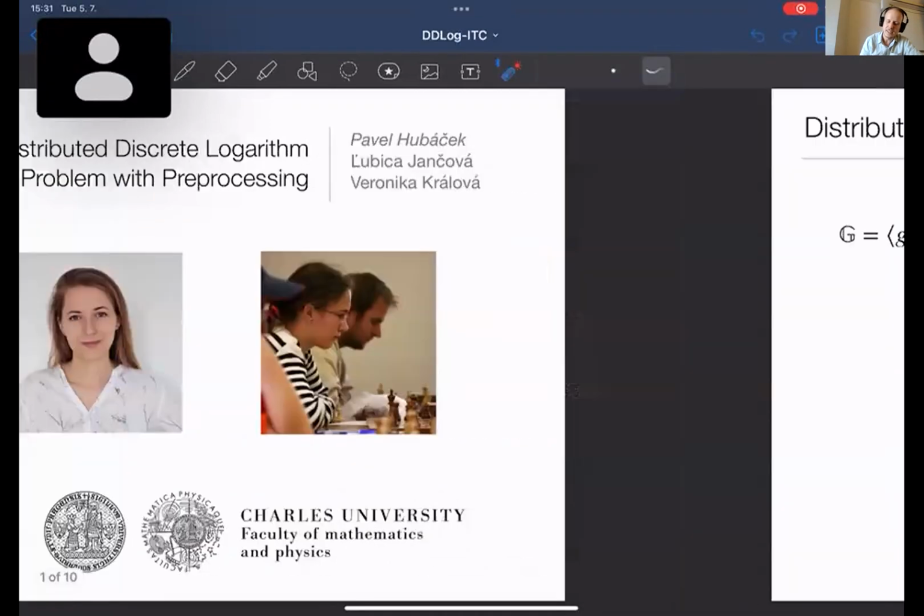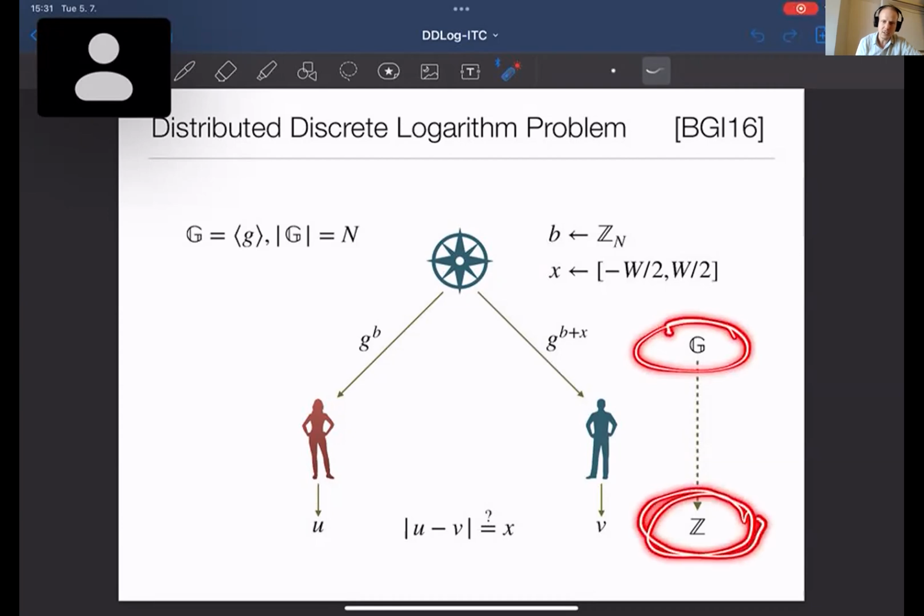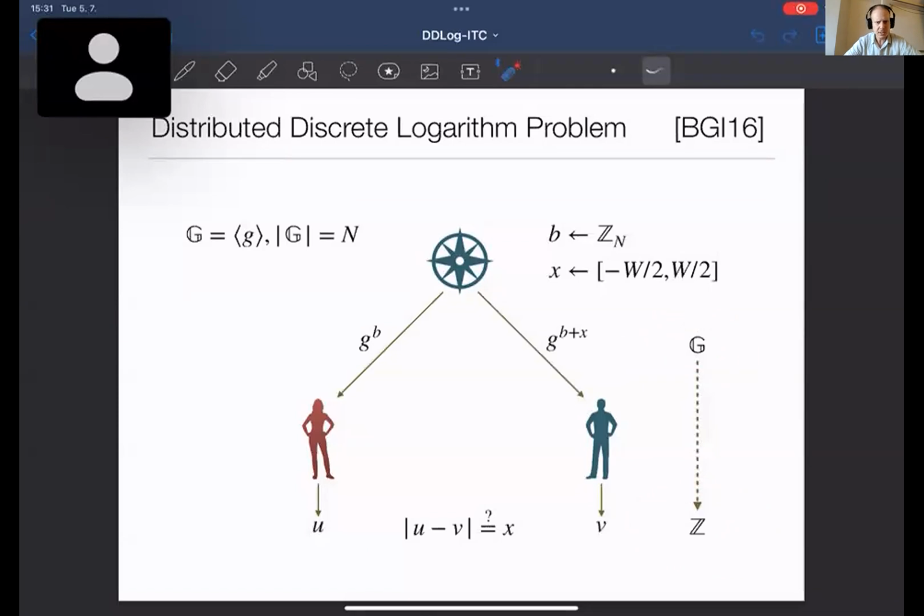So let me review the distributed discrete logarithm problem. It was introduced by Boyle, Gilboa, and Ishai in 2016 in the context of homomorphic secret sharing. So it is an abstraction for the problem of converting multiplicative shares of some secret into additive shares of the secret. So we start with some group elements, and we want to get some integers.